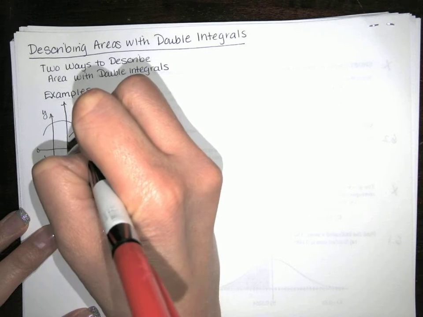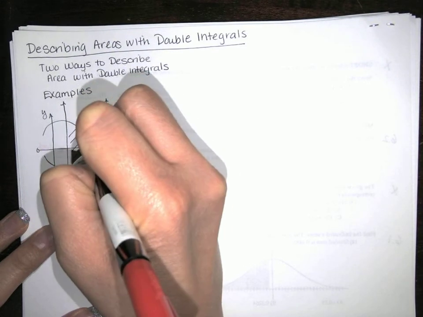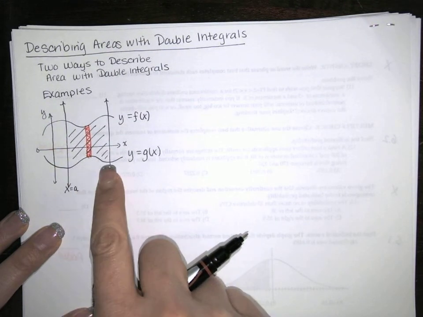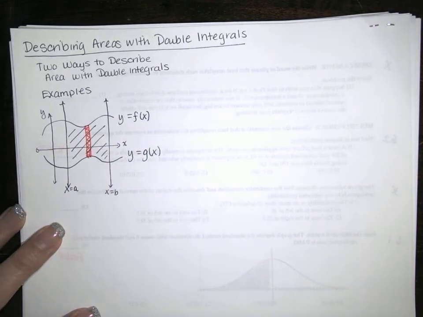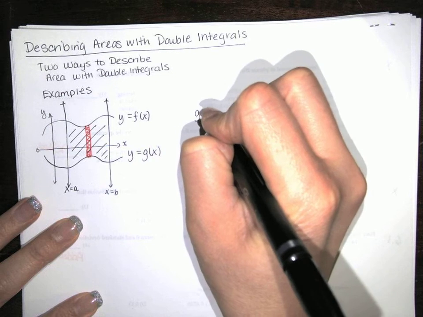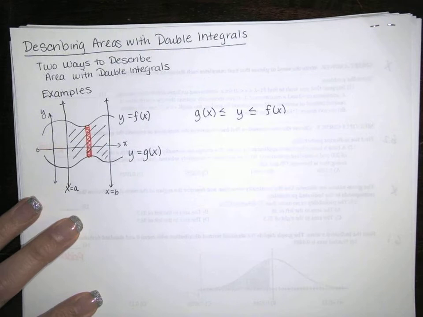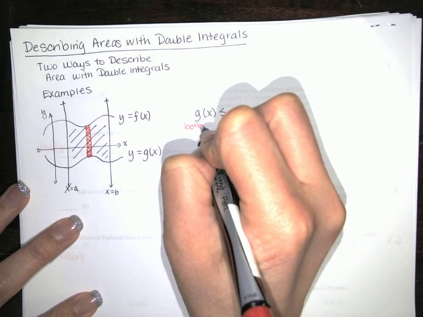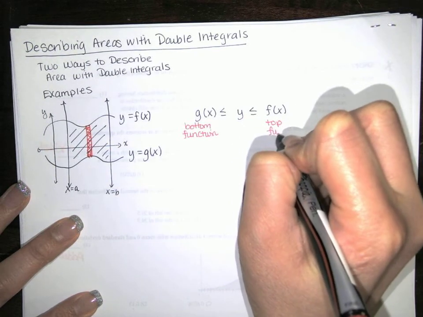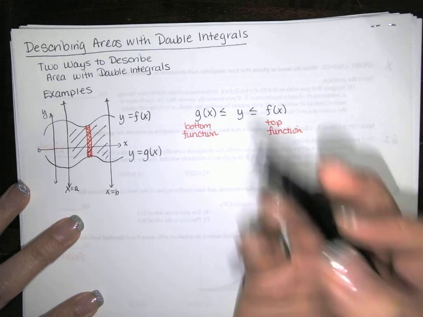We would draw rectangles this way. That helps me a little bit. Draw vertical rectangles so that the bottom of the rectangle always lies on the function g of x, and the top of the rectangle always lies on the function f of x. Here we see that y goes from a function to a function. So it goes from the bottom function, g of x, to the top function, f of x. Well, x goes from a constant to a constant. So x starts over here and ends over here.